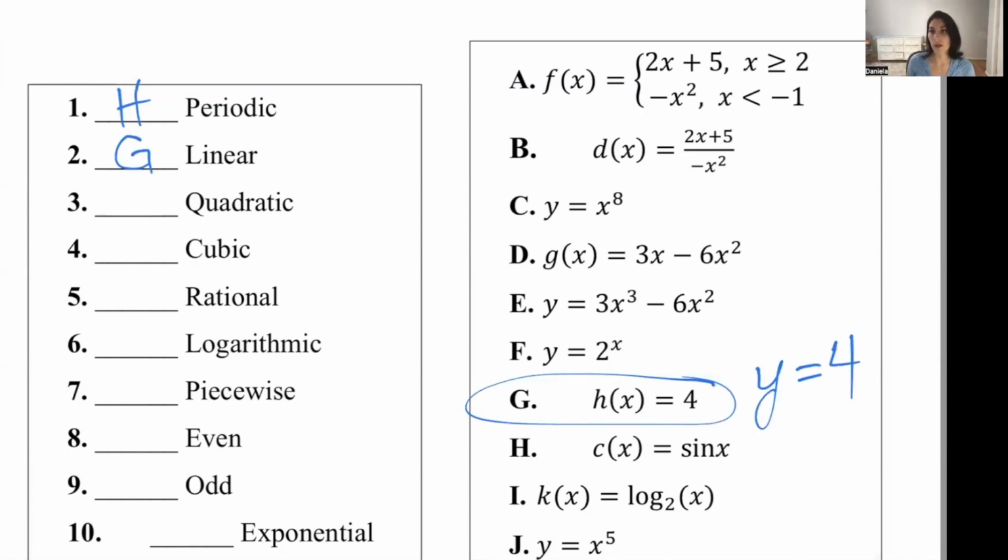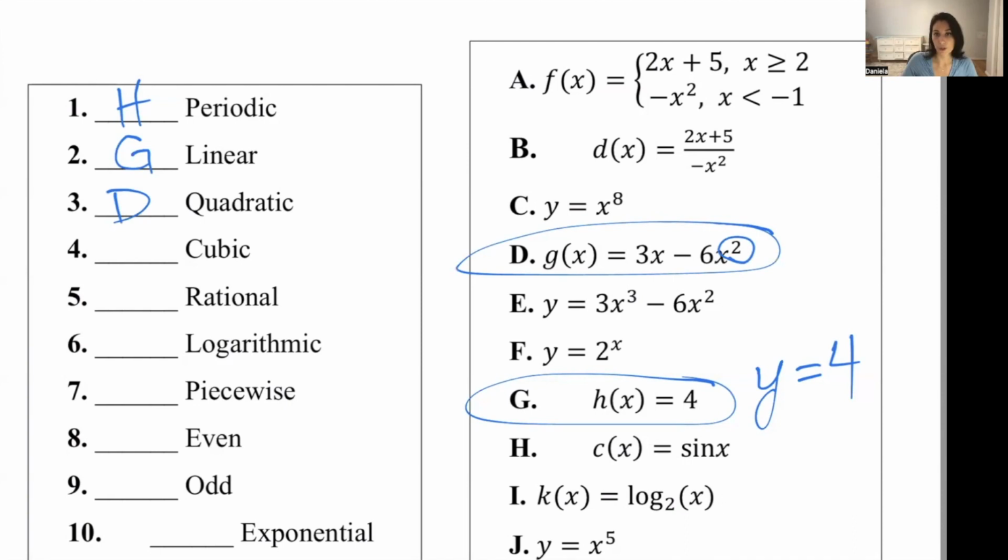So that's y equals 4. That is going to be a horizontal line, right? Crossing at the y value 4. Quadratic, so that is where the degree or the highest exponent is 2. So that is going to be D, right? So the highest exponent is 2, so therefore that would be a parabola.